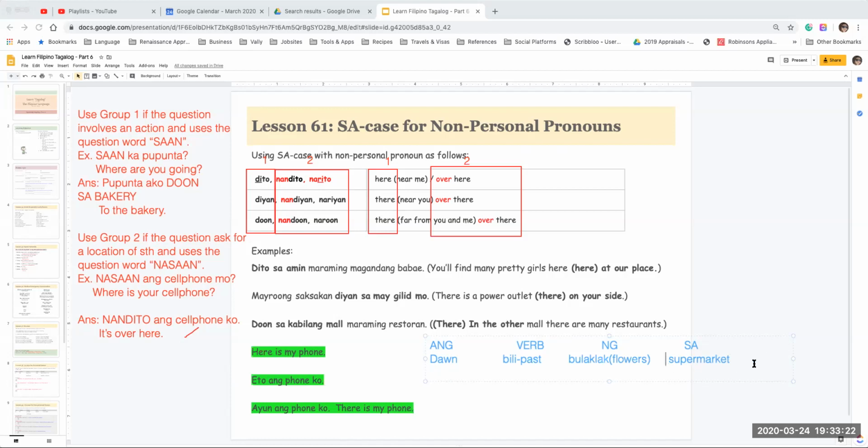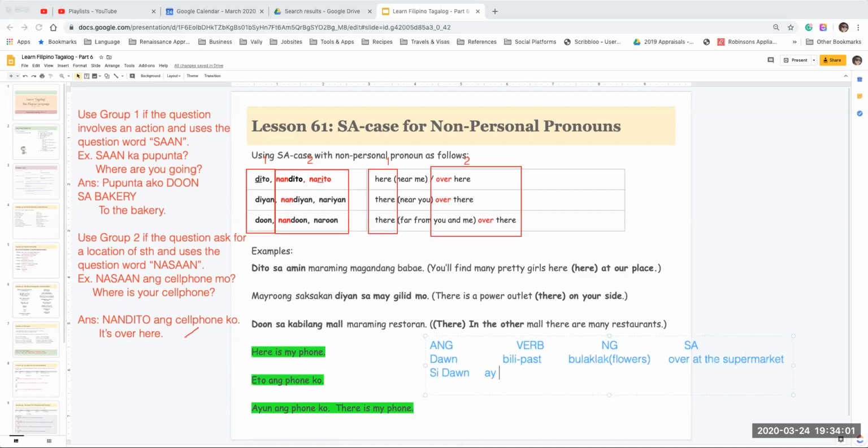I'm going to clarify this very well. We're going to use some non-personal pronouns here. I want you to use "doon sa" here, so basically we're saying "over at." When we say "over at," you have to use these personal pronouns. So, Don. What is the marker for a personal name? Si Don.